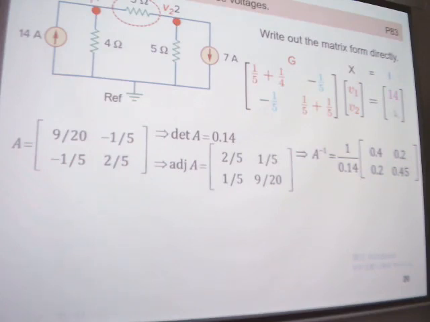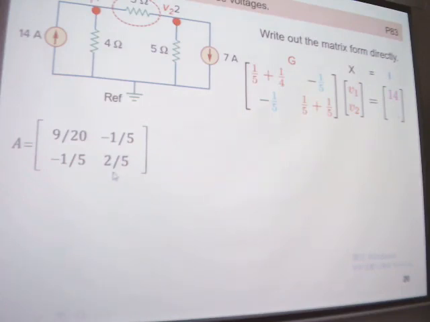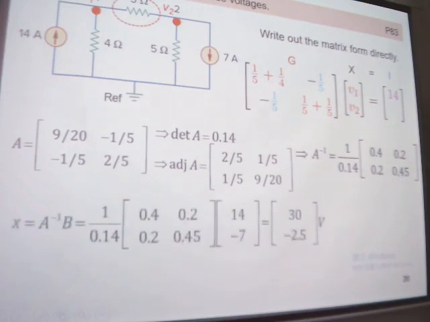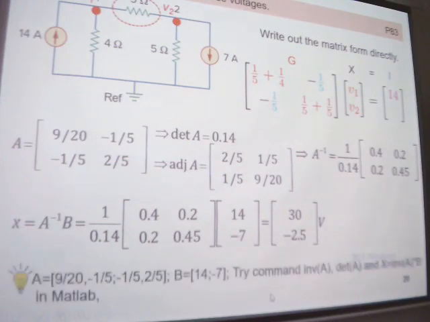Okay, then we get our A matrix, right? Just from here, and we get the result. And we can calculate the determinant of A directly and calculate the adjugate of A directly as well. And our A inverse can be calculated as well. And then we use the rule x equals A inverse times B. A inverse is this part, B is this part, right? And then we get the result directly.